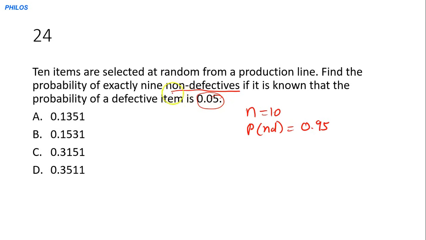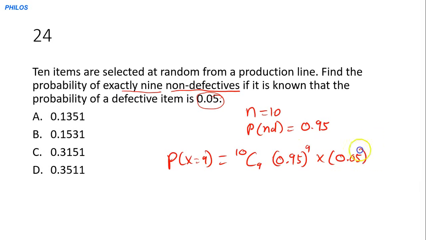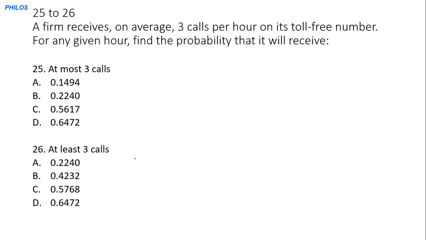Okay, now to solve this, you see the question is based on non-defectives. That's why I'm finding the p for non-defectives. So the question says exactly 9. So the probability that x is exactly 9 should be equal to n, which is 10 combination 9, times the probability of non-defective exponent 9 times the probability of defective exponent 10 minus 9. So if you put this on your calculator, you get 0.3151. So the correct answer for question 24 is C. So let's proceed to the next question.